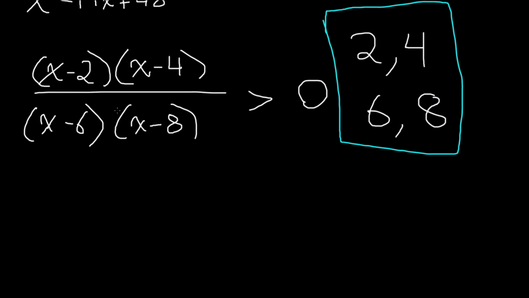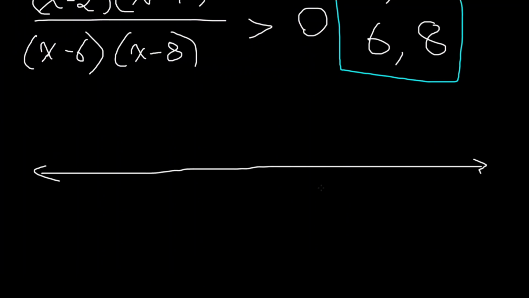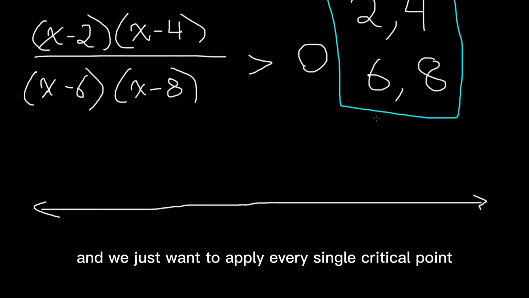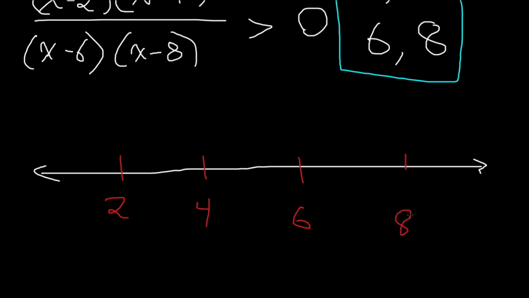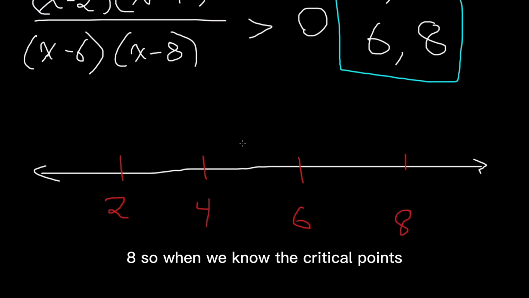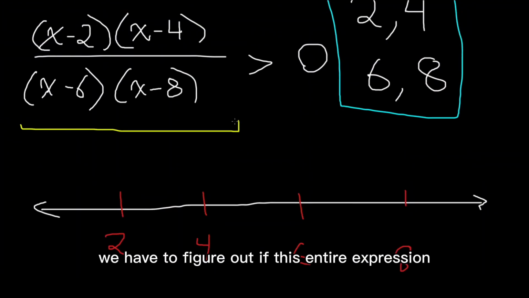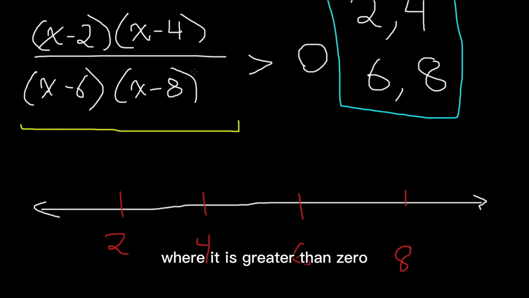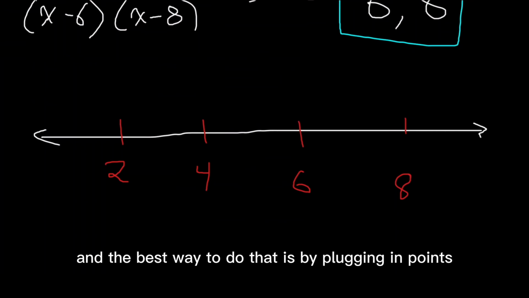The next step is to draw a number line like this. And we just want to plot every single critical point on this number line. So let's just write 2, this will be 4, this will be 6, 8. So when we know the critical points, we have to figure out where this entire expression is greater than 0. And the best way to do that is by plugging in points.